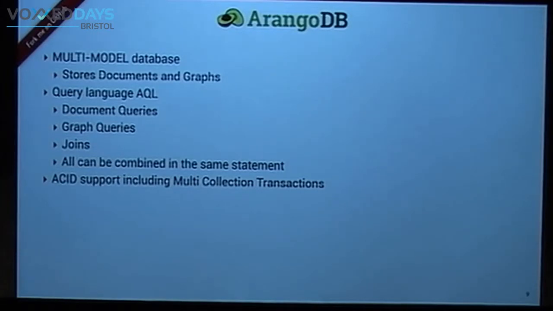We have one query language called AQL that covers all the data models that we have. So you can do document queries, graph queries, joins, and all of them in the same statement. You can start with some document stuff, continue with some graph stuff, and then finally combine it with some key value lookups. And we have ACID support, including multi-collection transactions.